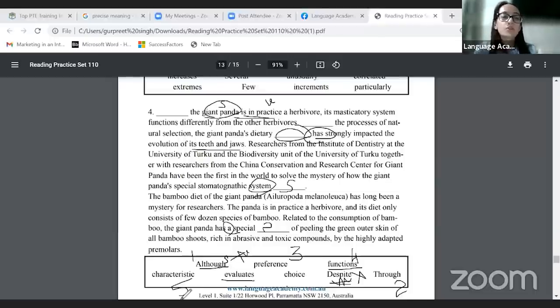So the first one is although, because there is a contrast: it is a herbivore, but it is different from other herbivores. So you need but in between. That's why we'll go with although. Even if you want to go with despite, you will need but in the sentence. In the second sentence, you don't need but, so you cannot go with despite. We'll go with through the processes. And has tells us that we need a singular noun, so we'll go with dietary preference has impacted. System is singular, so we need a verb with S, how the system functions, because evaluates is to judge something. And the last one, it has a special feature. Feature means characteristic of doing this work. Any confusions, anybody?